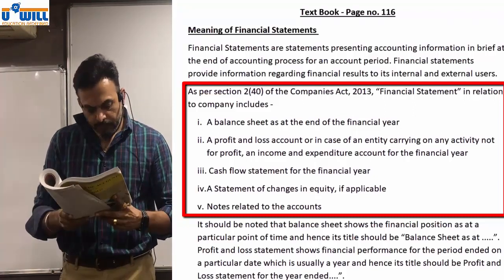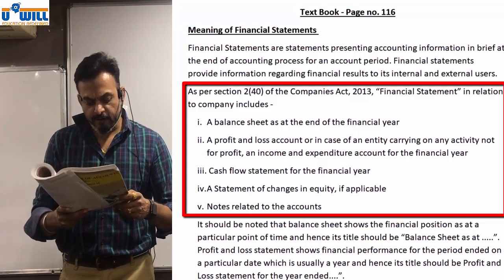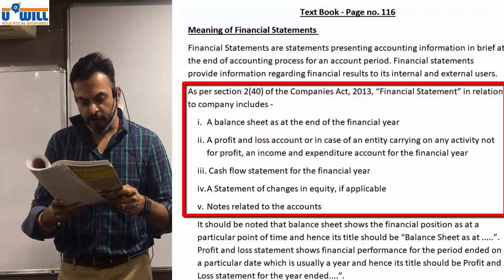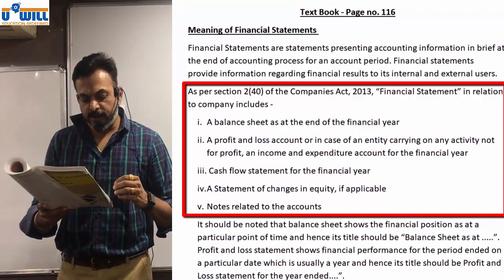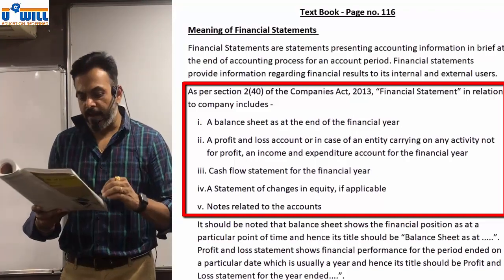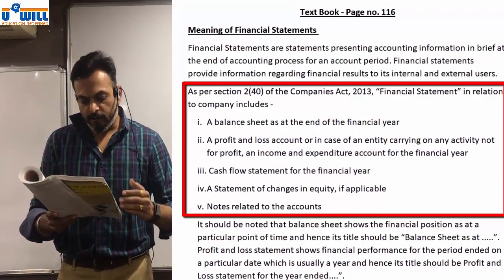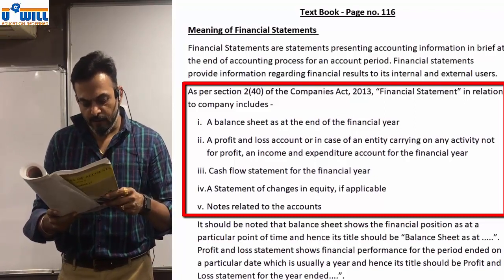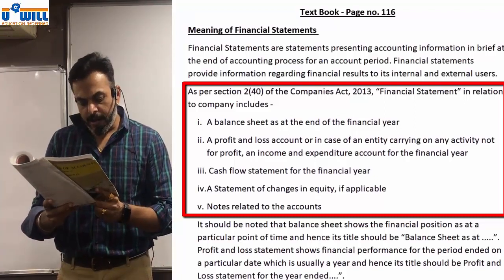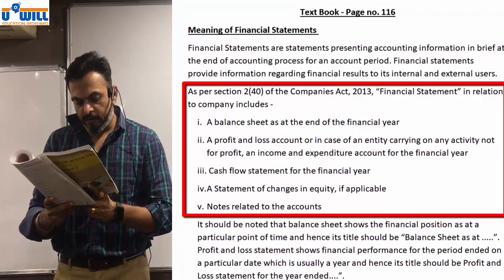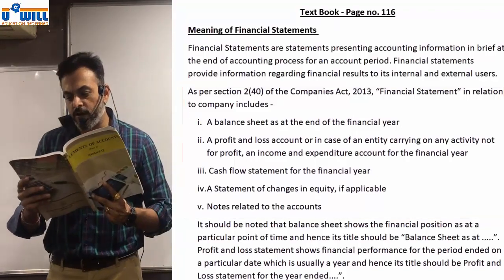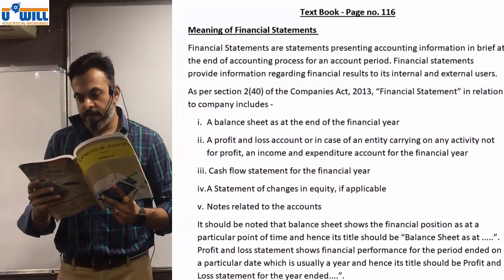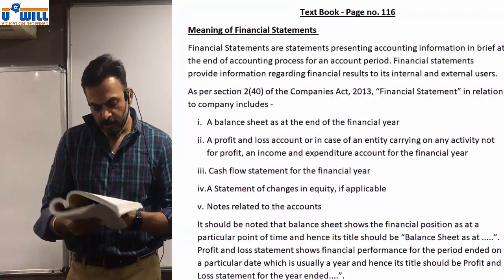Now, it should be noted that balance sheet shows the financial position at a particular point of time, and hence its title should be balance sheet as at. And profit and loss statement shows financial performance for the period ended on particular date, which is usually a year end. Hence, its title should be profit and loss for the year ended. Now, इसमें underline कर लो.